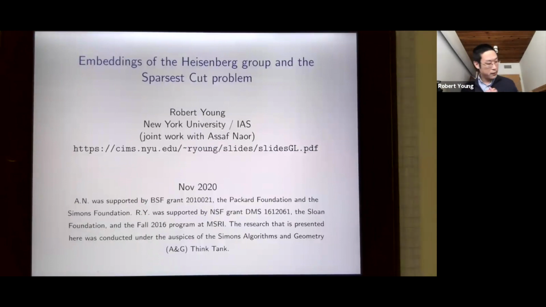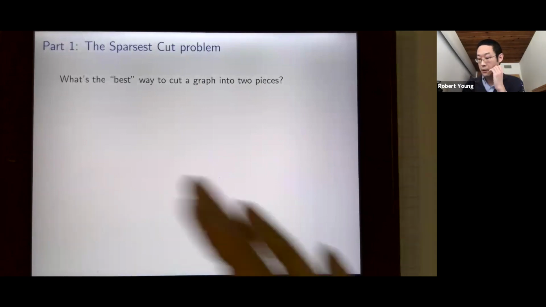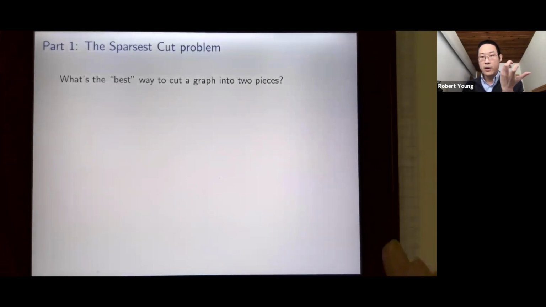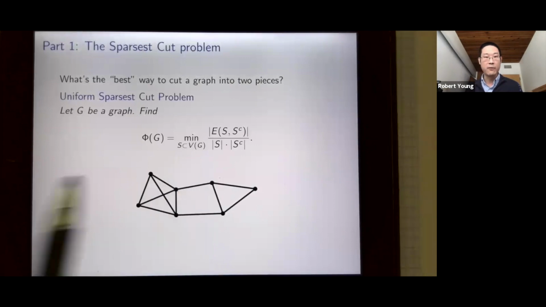Okay, so let's do this. Let's start with the computer science. Let's start with the sparsest cut problem. So the sparsest cut problem, like I said, is a problem about cutting a graph into two pieces. The input is a graph, and you want to find the best cut of that graph, the sparsest cut of that graph. So a cut is just a way of dividing the graph into two pieces, and so we'll represent a cut just by some subset of the vertices.